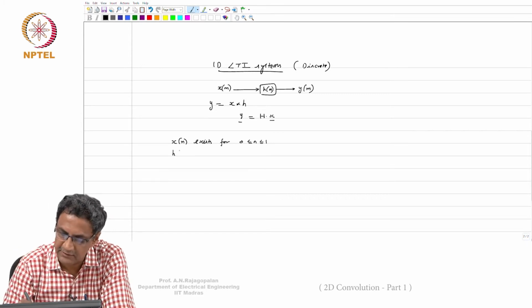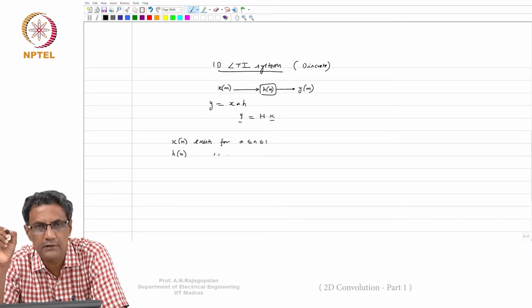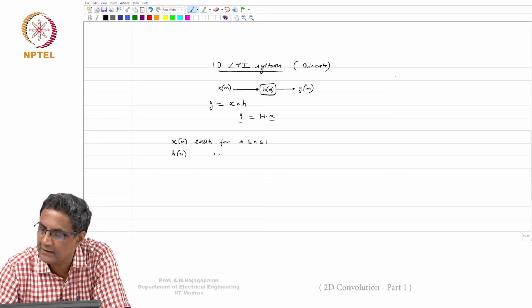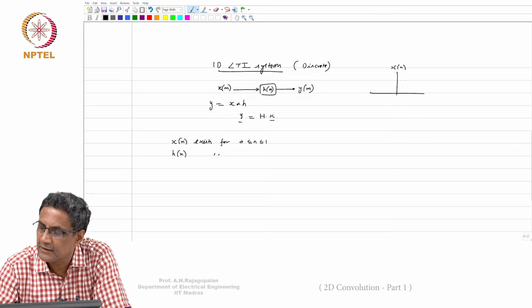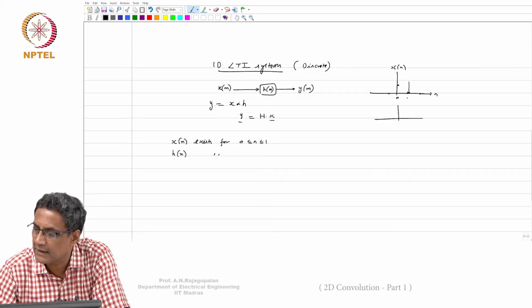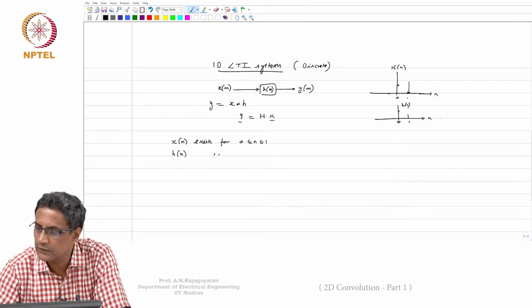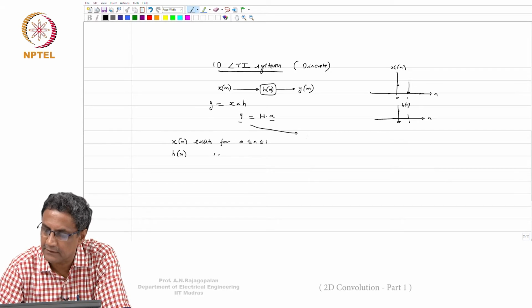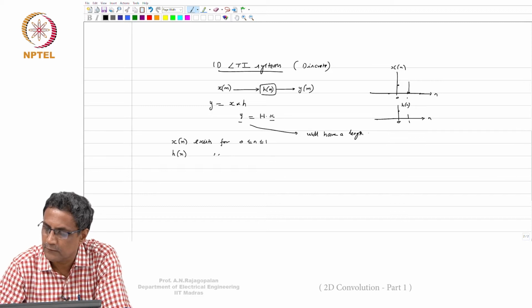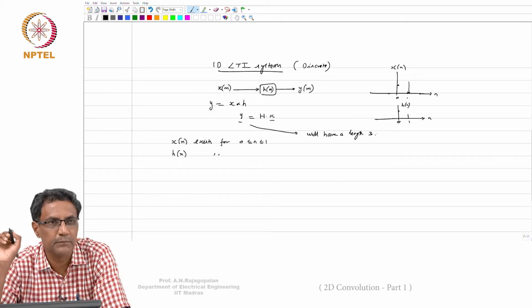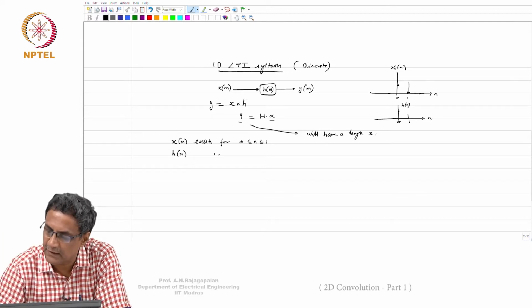Similarly, let h[n] also exist for 0 ≤ n ≤ 2. So it's like saying I have an x[n] which just has some value at 0 and 1, and afterwards it's all 0, and similarly h[n] has some values. So we know that y will have a length 3, because each has a length 2, so 2 plus 2 minus 1, which is M plus N minus 1.